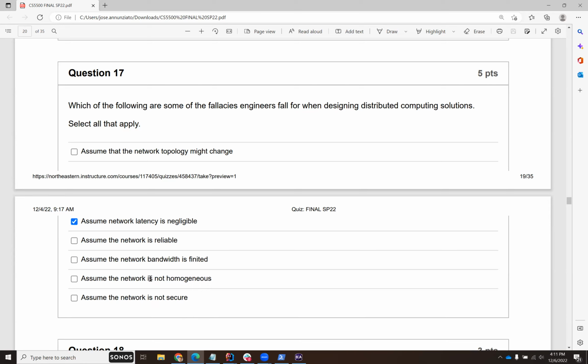Assume that the network is not homogeneous. That's good too, right? Assume that the network bandwidth is finite. That's misspelled, sorry. So that's a good thing. Assume the network is reliable. Okay, that's a fallacy. So this should be selected as well. So these two should be selected. Assume that the network topology might change. Yeah, that's a good thing, right? So that's not a fallacy.